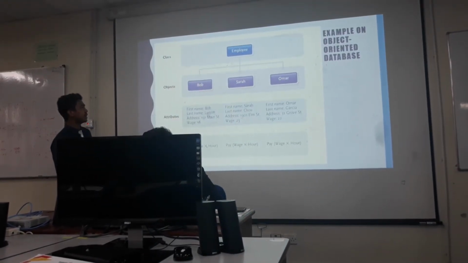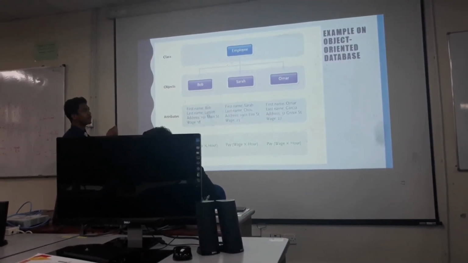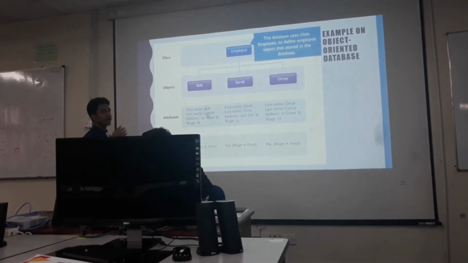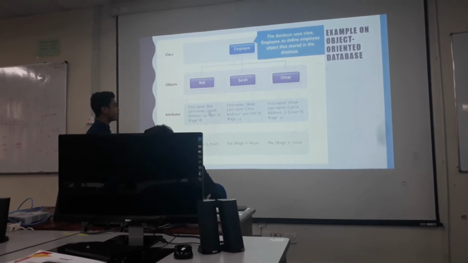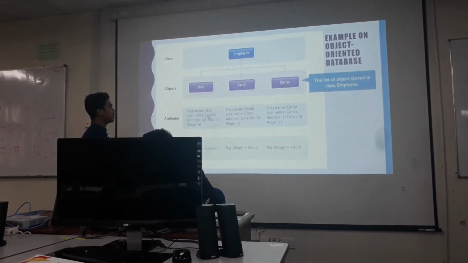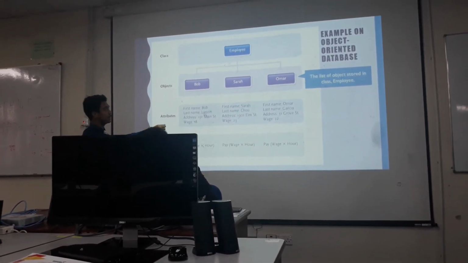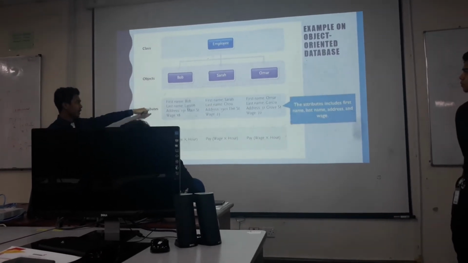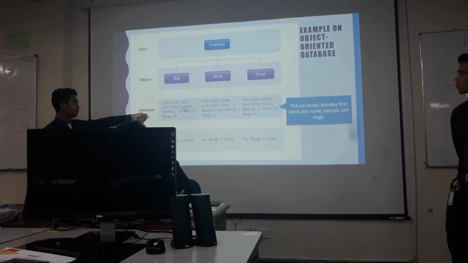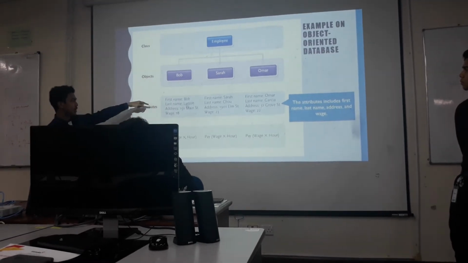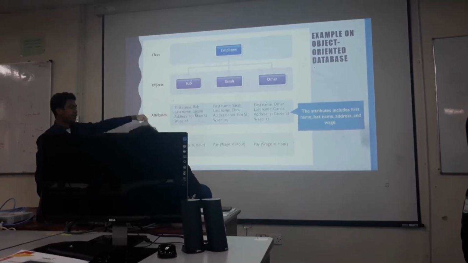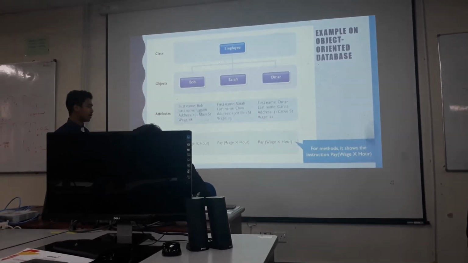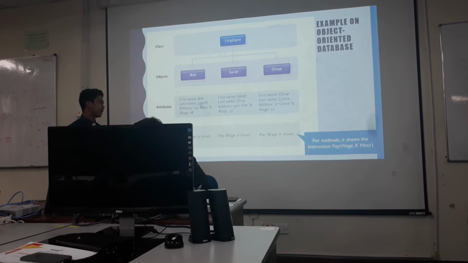So this is an example of an object-oriented database. For the first one, the class, we have the employee. Under the employee, we have the objects such as Bob, Sarah, Omar. Then the attributes, where we can have a lot of fields, such as the first name, the last name, address. The last one is the method on how we want to manipulate and edit the data.